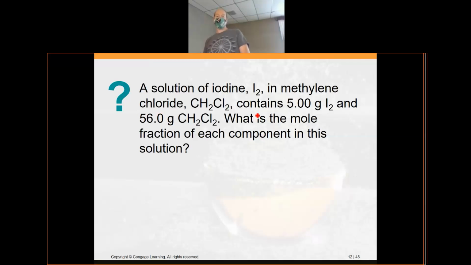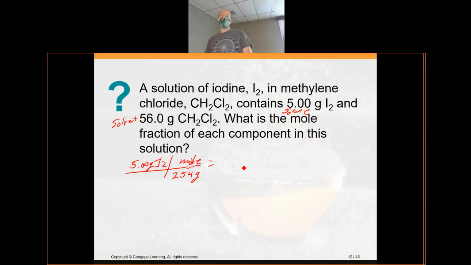All right, so for a question here, you've got your iodine, which is your solute. You got your methylene chloride, that's your solvent. And even if you didn't know what those compounds were, the larger amount is going to be your solvent, the smaller amount is going to be your solute. Again, for the mole fractions, you simply take your 5 grams of iodine, divide by the molar mass of iodine, which is 254 grams per mole, if you just give it to 3 sig figs.